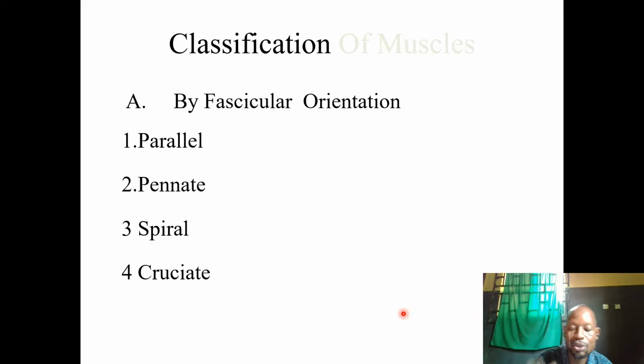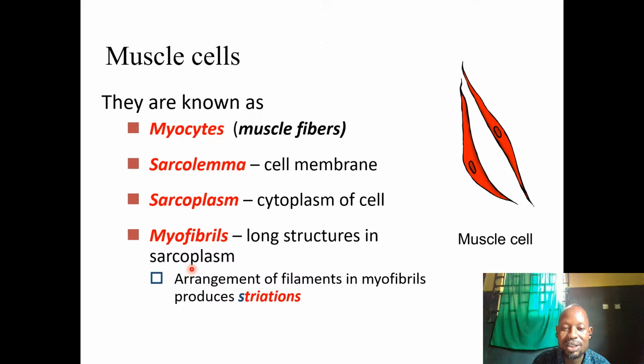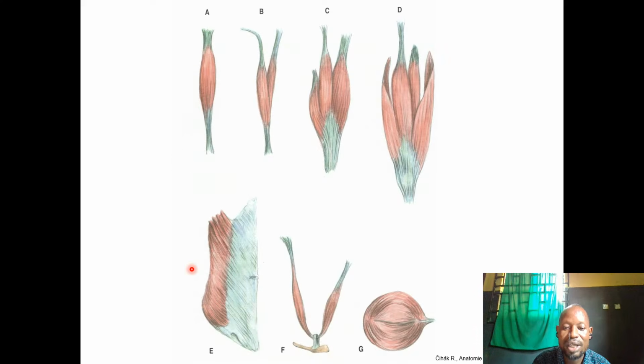If we go by fascicular orientation, we have these four, all right? Don't get it confused. Just know for fascicular orientation, it can either be parallel, pennate, or spiral. It can also be cruciate, just like as it's seen here. All right. This is, I think, an example.